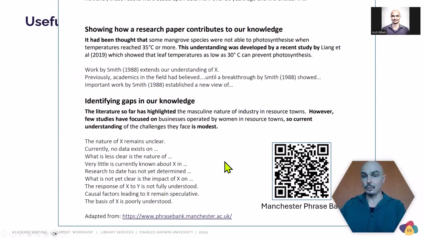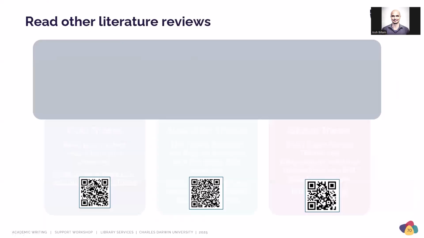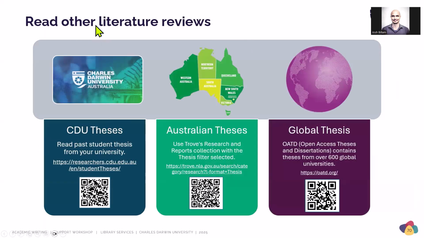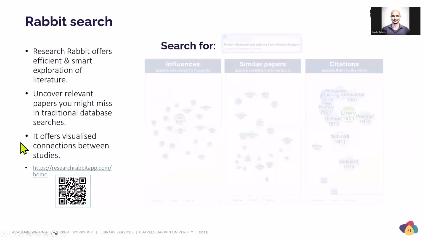Whatever you're trying to do, whichever part of your writing you're in, there are useful chunks of language that you can use there. I also recommend that you read as many other theses as you can, or as many other literature reviews as you can. If you want to find any CDU thesis, scan on that. See how other people in your discipline and field have done it, and try to emulate that, or try to do it better than that.